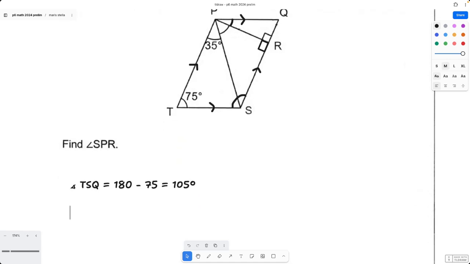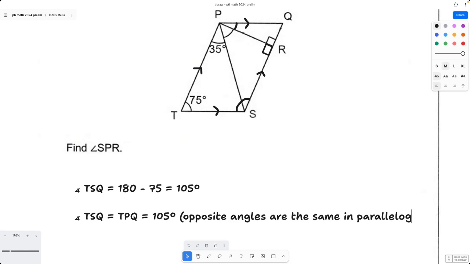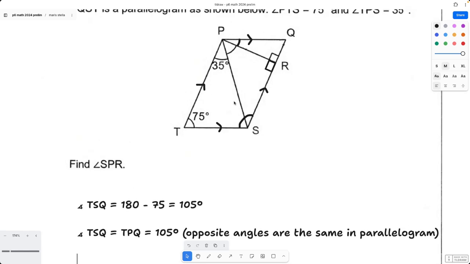Okay, so angle TPQ, right? TSQ and TPQ are equal, also 105 degrees. Okay, right? Opposite angles are the same in a parallelogram. Okay, so now we know that this is 105 degrees like this. We also know that the whole thing is 105.